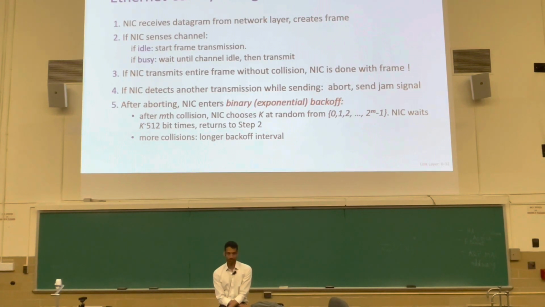And 512 is just a constant. It's sort of like saying a frame is about 512 bits on average. It doesn't have to be; it could be a little more, a little less, but it's part of the standard, it's a reasonable number. But the interval from which k is chosen is exponentially increasing over time with consecutive collisions. That's all there is to it.